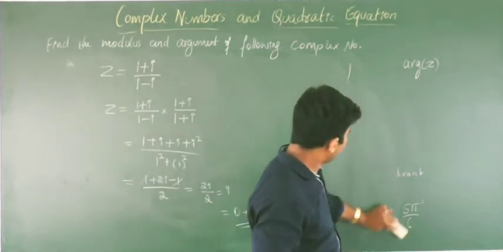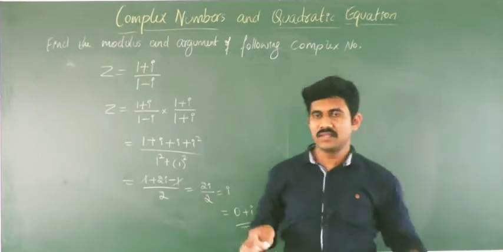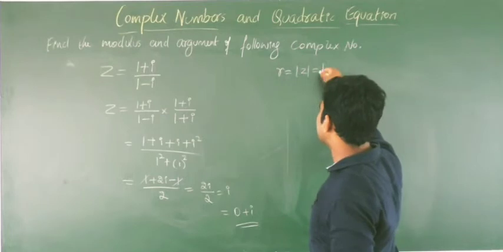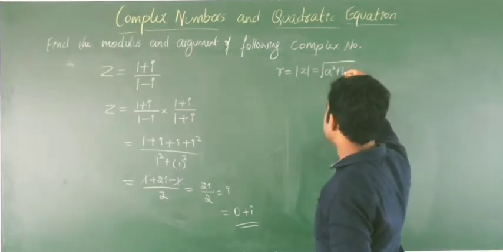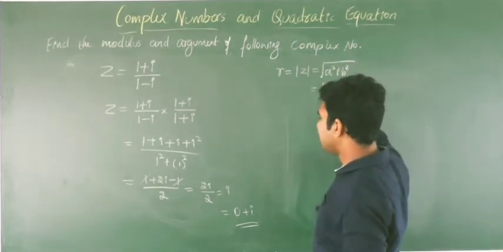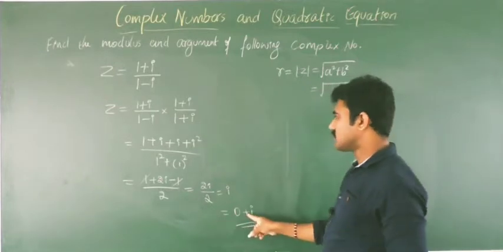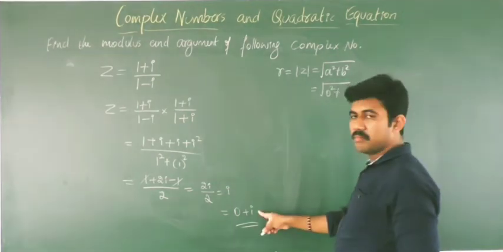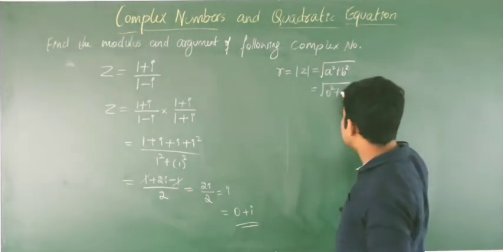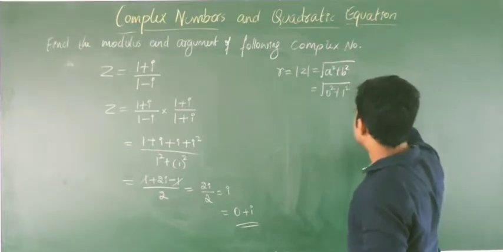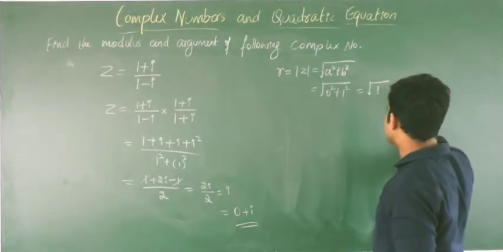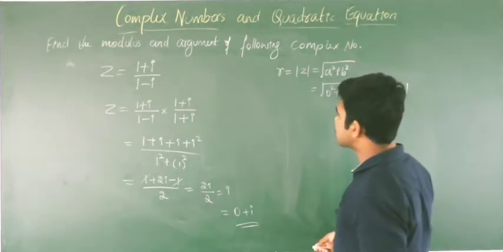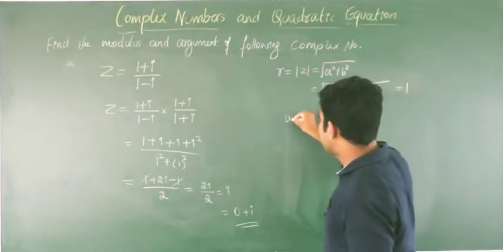Now we need to find the modulus of that. R is equal to mod Z is equal to square root of a square plus b square. Now see here, what is a? A is 0, 0 square. What is b? B is 1 here, not I. B is nothing but 1, 1 square. So 0 plus 1 square is 1. This is nothing but 1 itself. So modulus is 1.